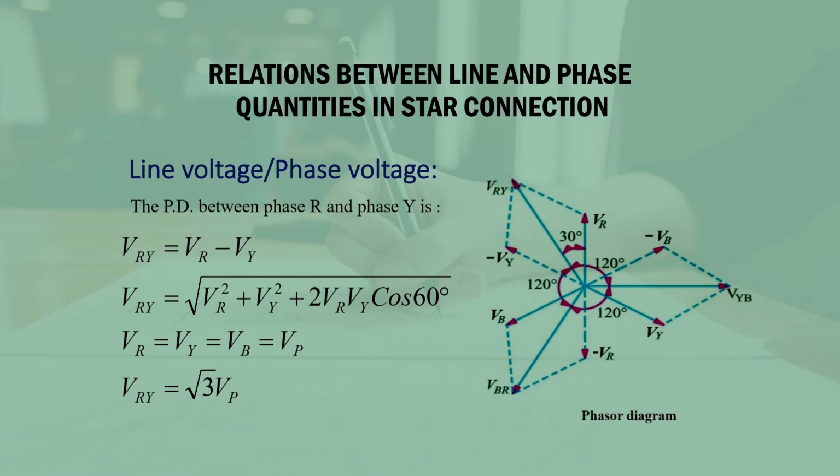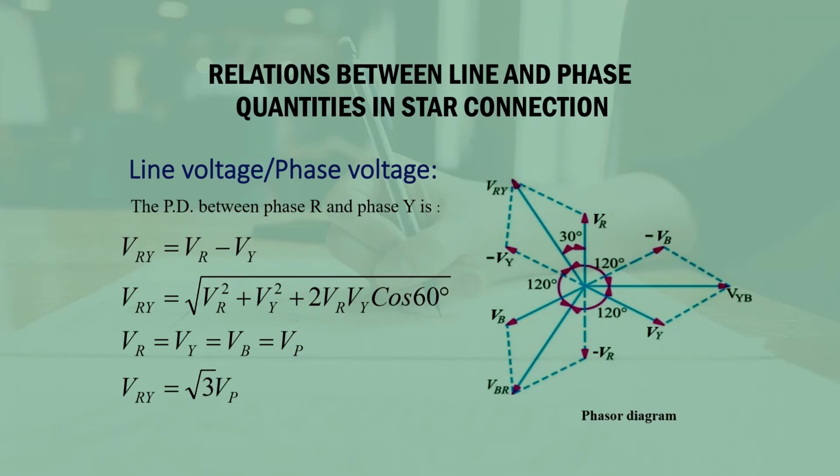It can be written as under root VR square plus Vy square plus 2 VR Vy cos 60. Why cos 60? Because the phase angle between VR and minus Vy is equal to 60 degrees, right? So here the angle is taken as 60 degrees. As I already told you, it is a balanced system, that means the magnitude of the voltage on all the three phases is equal. So you can write VR is equal to Vy is equal to VB, and it can be written as the phase voltage, V suffix P.